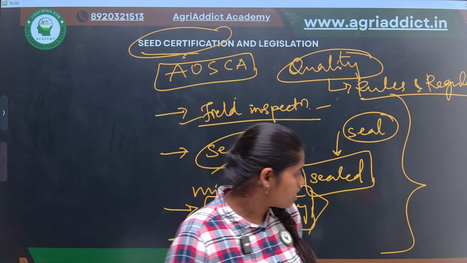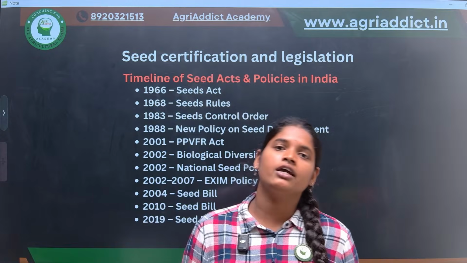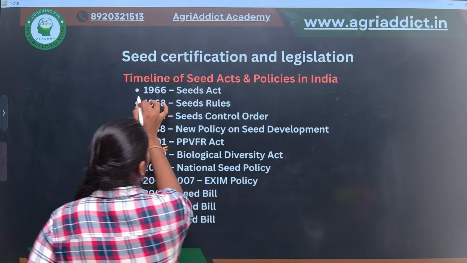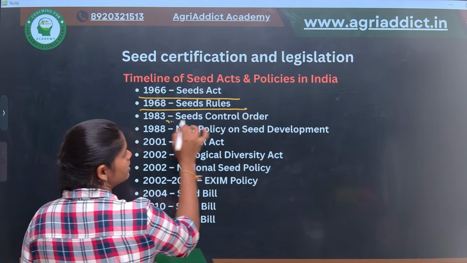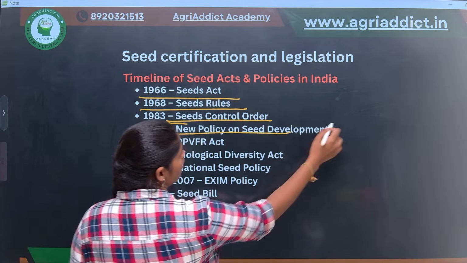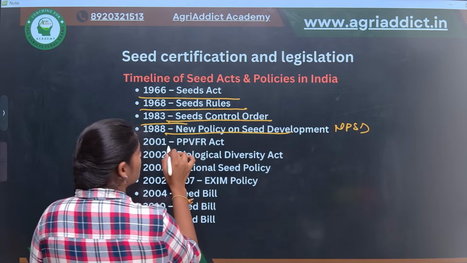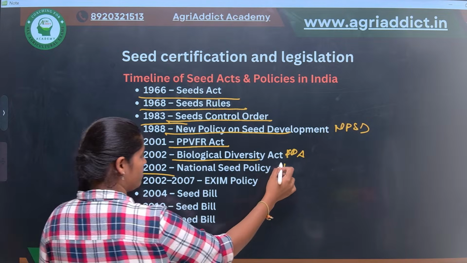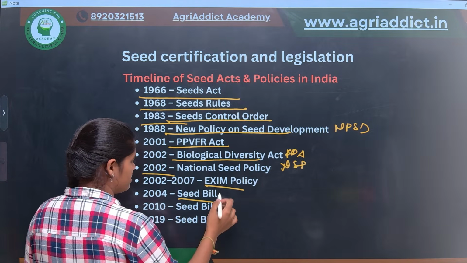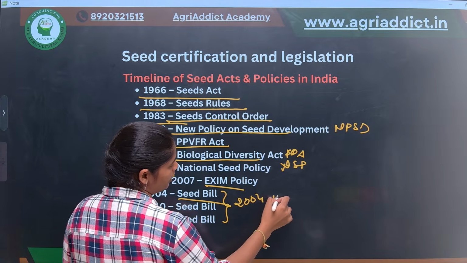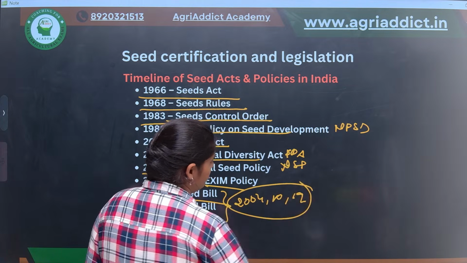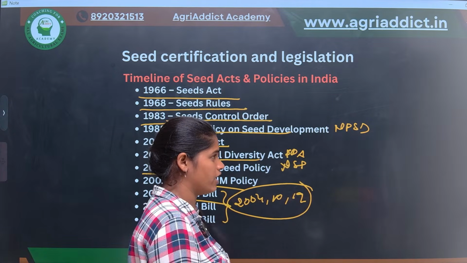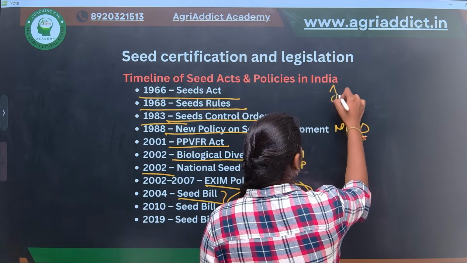Those rules and regulations, in India we call them seed legislations. Like, we have the Seed Act, Seed Rules, Seed Control Order, the New Policy on Seed Development, the PPFR Act, the Biological Diversity Act, then in 2002 the National Seed Policy, the EXIM policy, and the Seed Bills of 2004, 10 and 90. So these are the legislations or governing bodies behind seed certification in India.